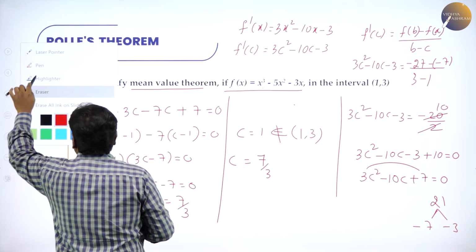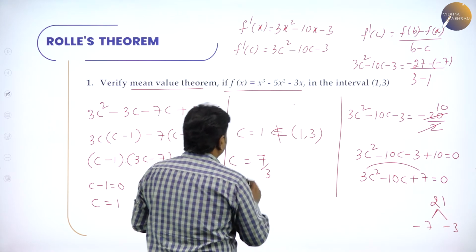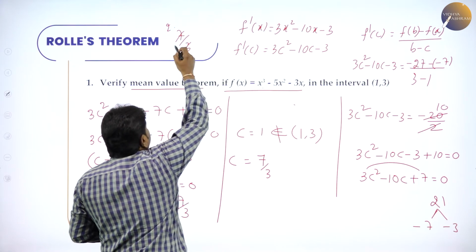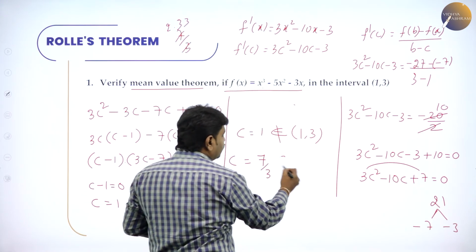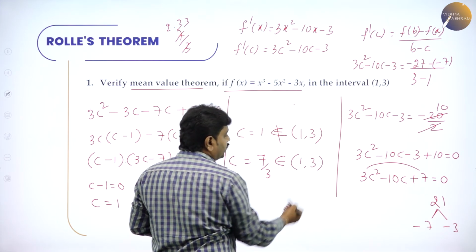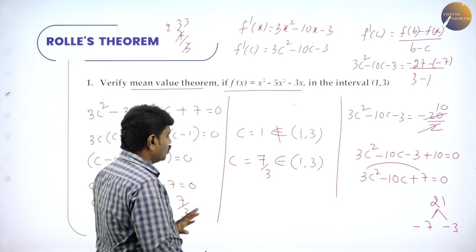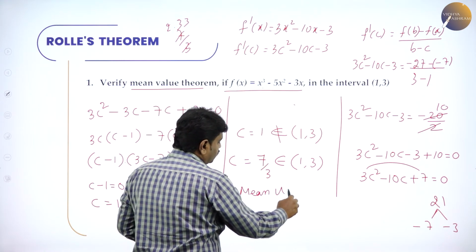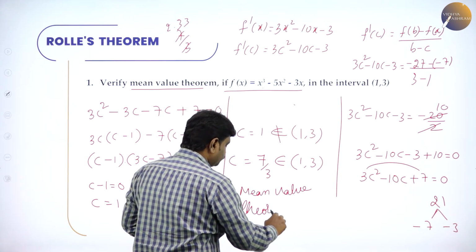So now you can divide using a calculator. 7 by 3 if you divide, 3 2s are 6, so 10, 2.333 lies between 1 and 3. Do you agree or not? So at least one value we got. This is not there, but this holds good. So therefore mean value theorem is satisfied. What is satisfied? Mean value theorem is satisfied.